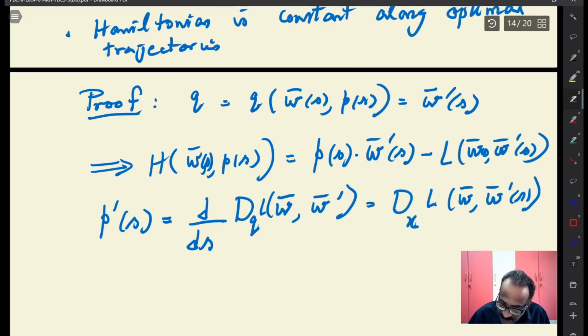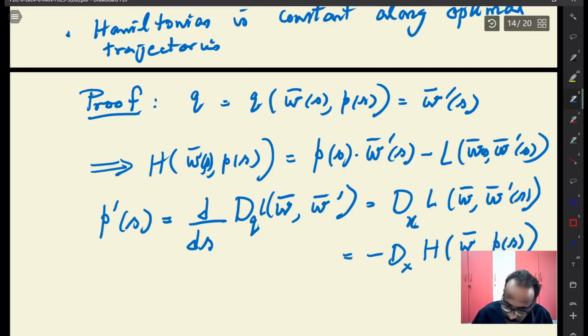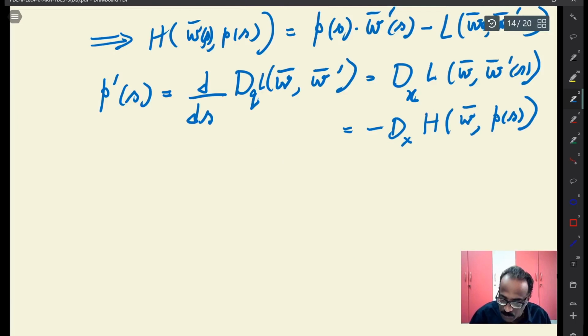And that is nothing but your minus dx of, by definition, from here. If you take your h here, if you differentiate with respect to the first variable, this is nothing but dx of L. So you see, if the previous equation tells you this is nothing but dx of h, W prime and P of S. So you have W prime and you have your P of S. And that's what you want to prove. One equation, P prime of S is equal to dx of W bar P of S is equal to that one.